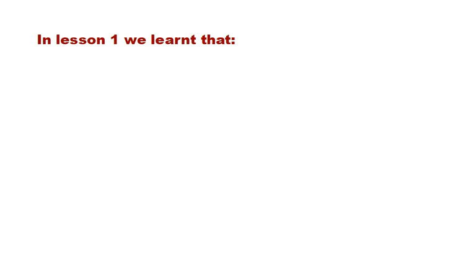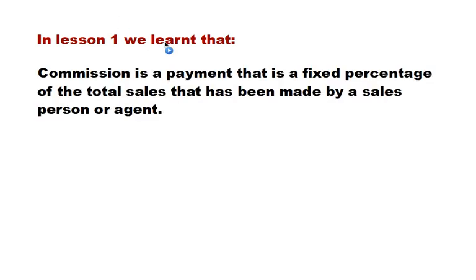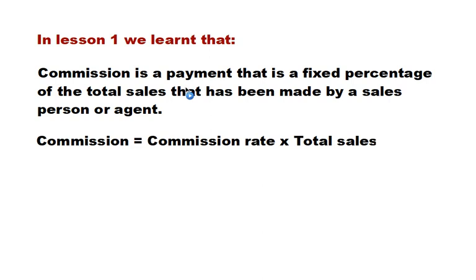From our first lesson, we learned that commission is an amount of money that is a fixed percentage of the total sales that has been made by a salesperson and is paid to the salesperson as his or her compensation. We also learned that the fixed percentage in this case is known as the commission rate. Now, we learned that to find the commission, we multiply the commission rate by the total sales.